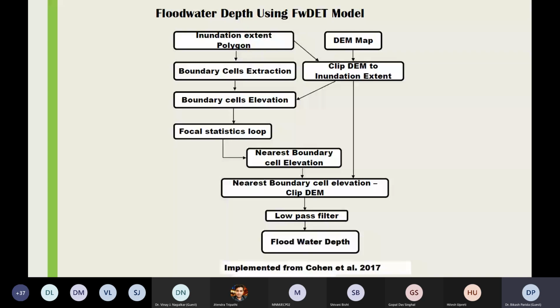Okay, so that means the critical thing is the DEM. The DEM has been used, and then your inundation is used, and then focal statistics. Okay, there's a looping program that tries to find out which pixels are inundated, which are not inundated, and what their elevation values are, and based on that, some low pass filtering and so on has been applied. So for details you can refer to this paper, Cohen et al. 2017. They explain in detail how to do it step by step for getting the flood water depth.